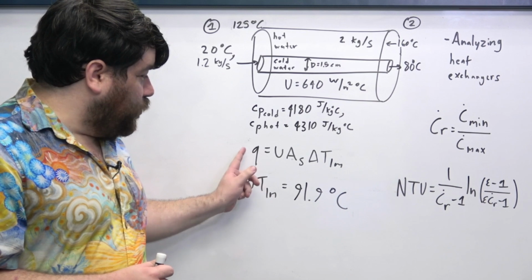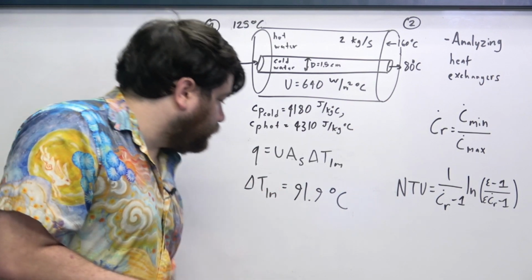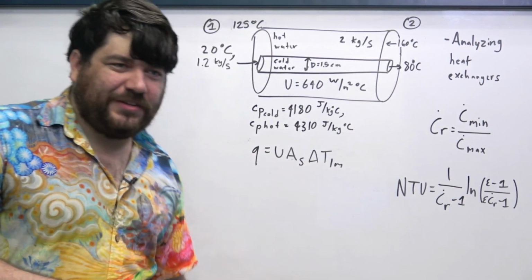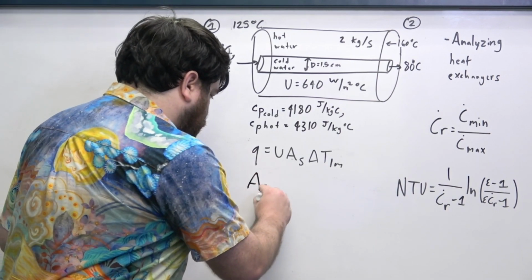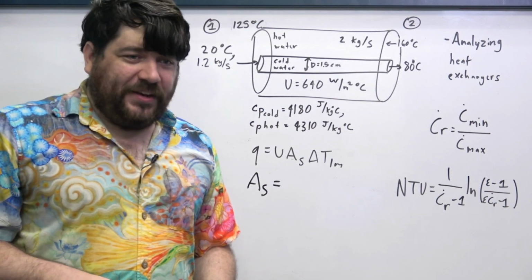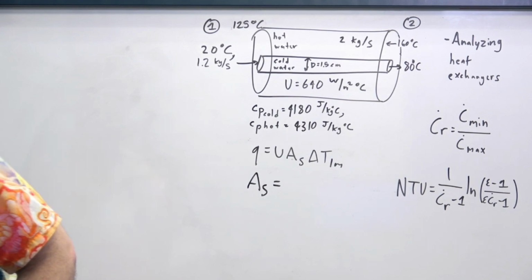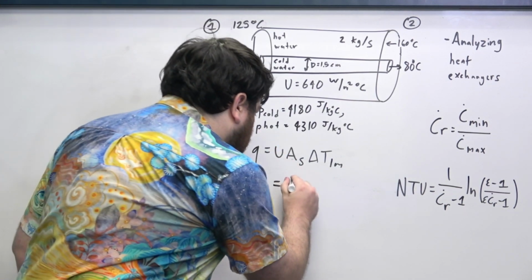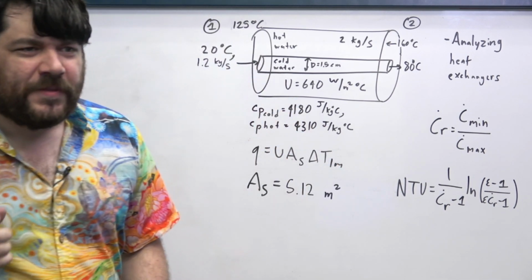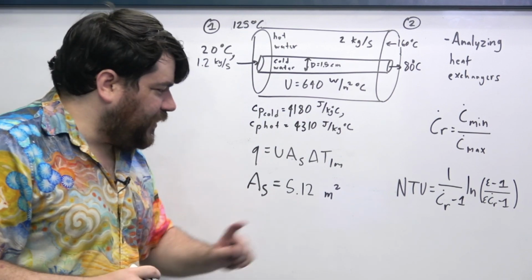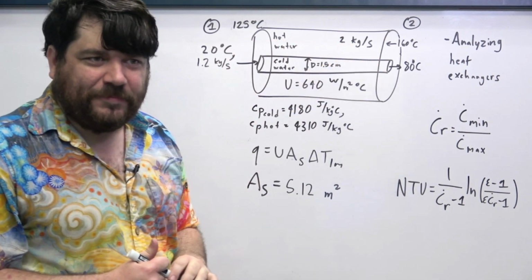Now that we have this delta TLM, we have the Q, we have the U, all we have to do is solve for the surface area, right? This is simple algebraic manipulation. So if you do this, we wind up obtaining that the surface area, once again avoiding the manipulation, is approximately 5.12 meters squared. All right? And so this 5.12 meters squared tells me what this surface area here is. Okay?